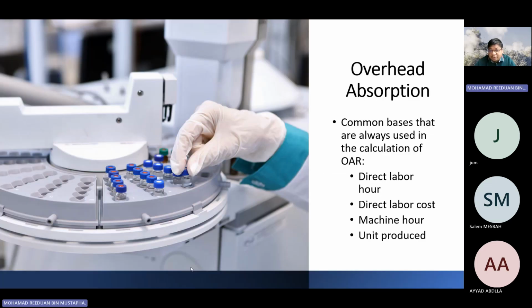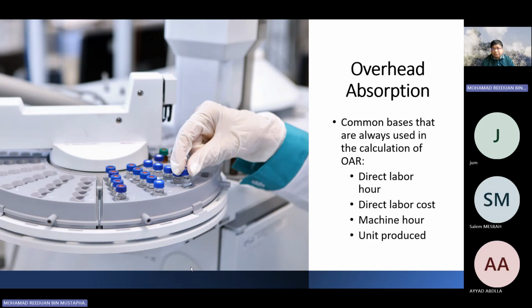Okay, so the overhead absorption rate, OAR, is commonly based on direct labor hours, direct labor cost, machine hours, or units of product. If you want to calculate those, most of the time they are using the direct labor hours or direct labor cost. Why direct labor, either hours or cost?